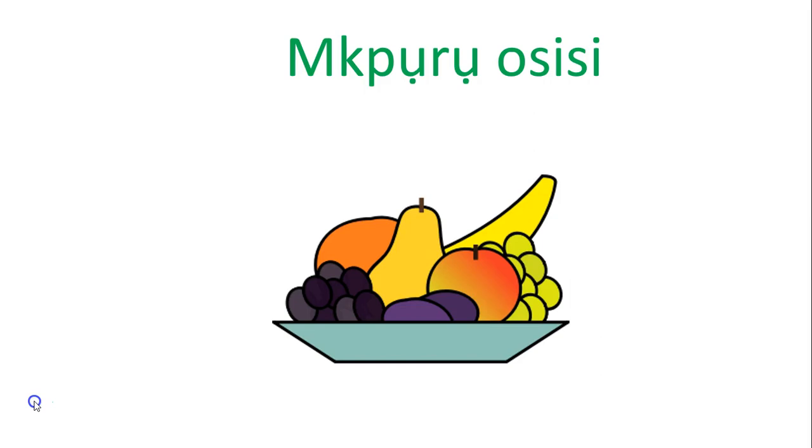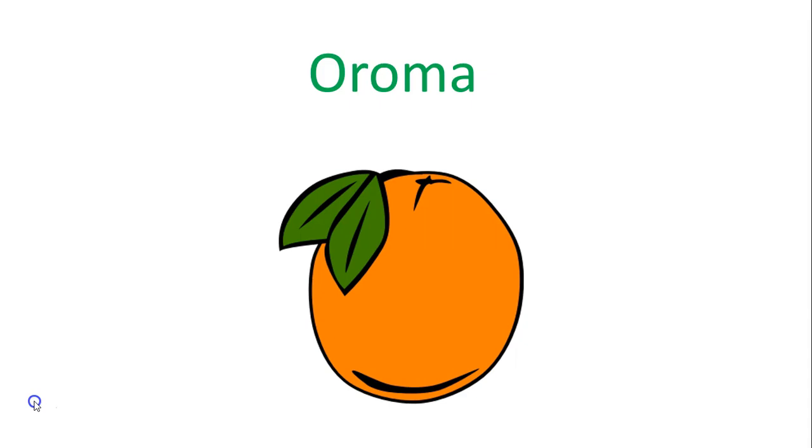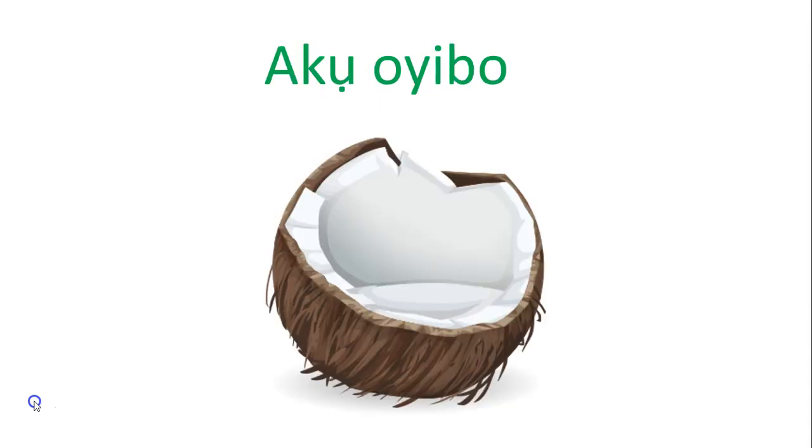Mkpụrụ osisi. Fruits. Unere. Banana. Oroma. Orange. Akụ oyibo. Coconut. Okay?